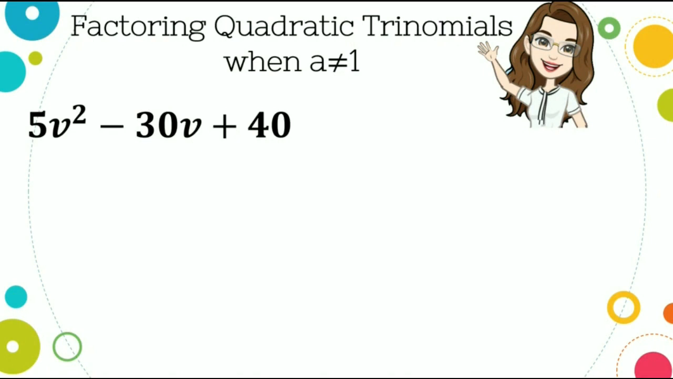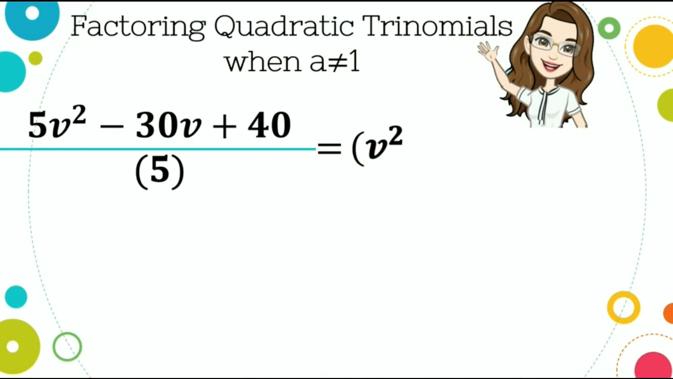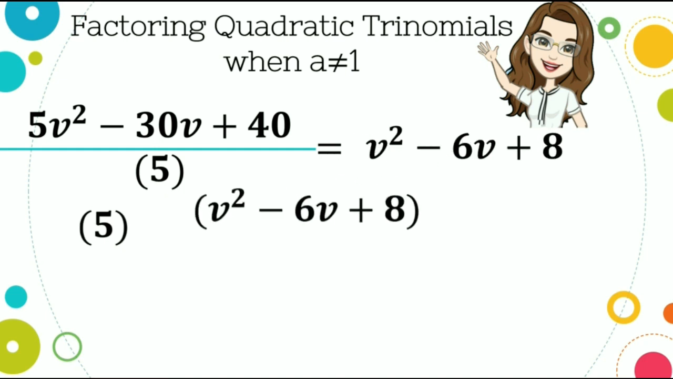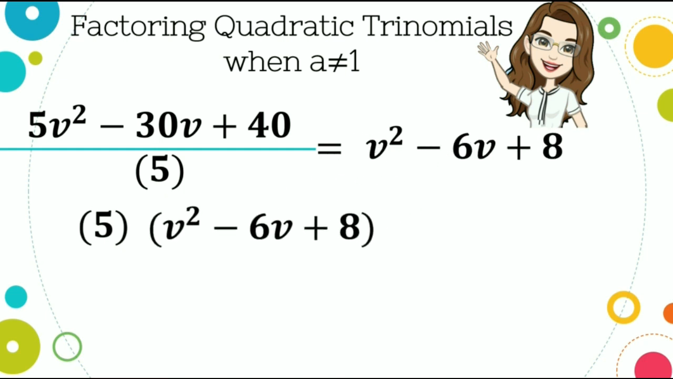Another example, 5v squared minus 30v plus 40, GCF is 5. 5v squared divided by 5 is v squared. Negative 30v divided by 5 is negative 6v. Positive 40 divided by 5 is positive 8. Get the GCF and the quotient of the given and the GCF. So we will now factor v squared minus 6v plus 8.